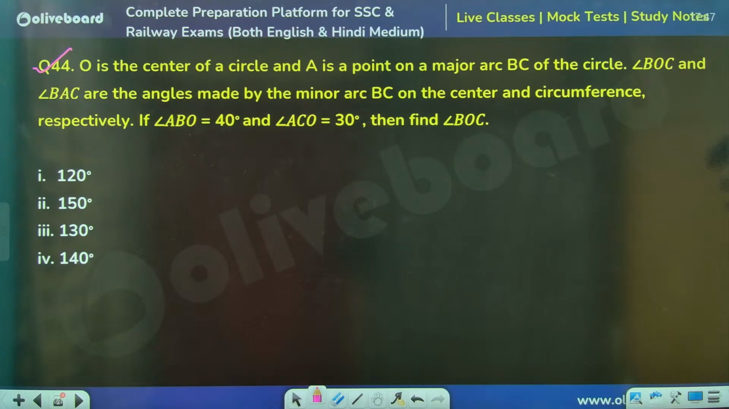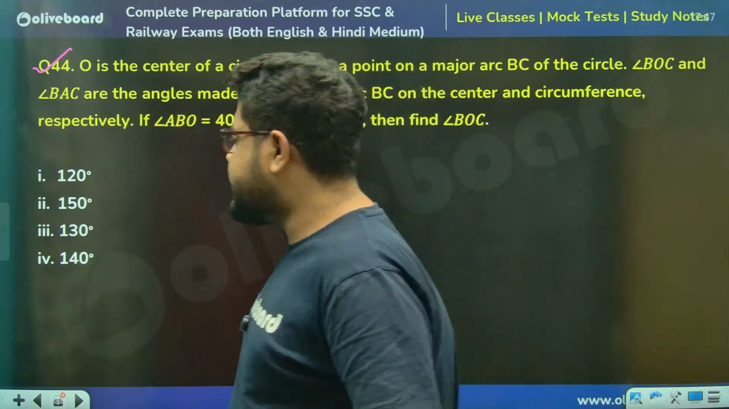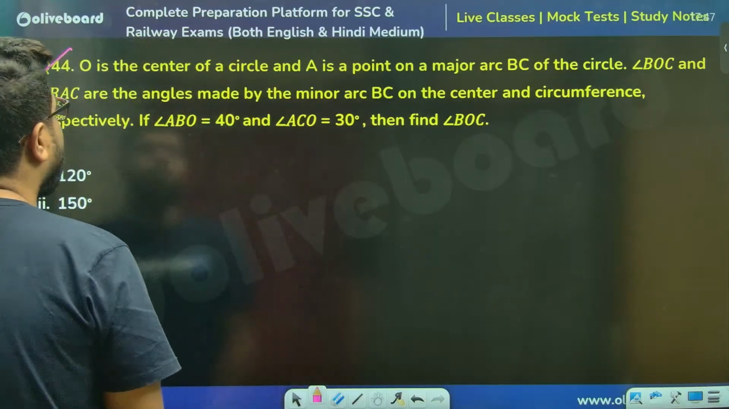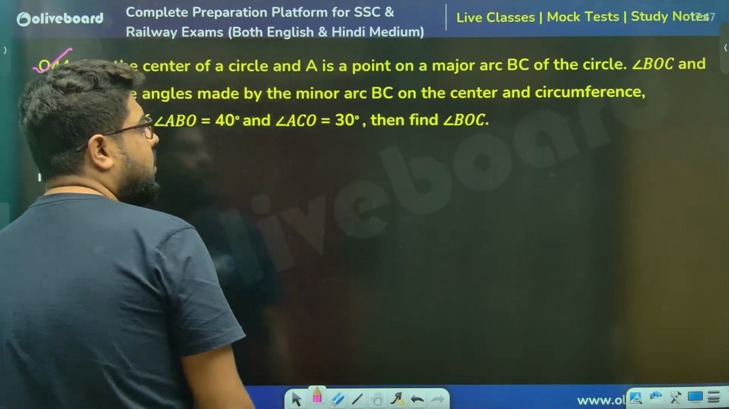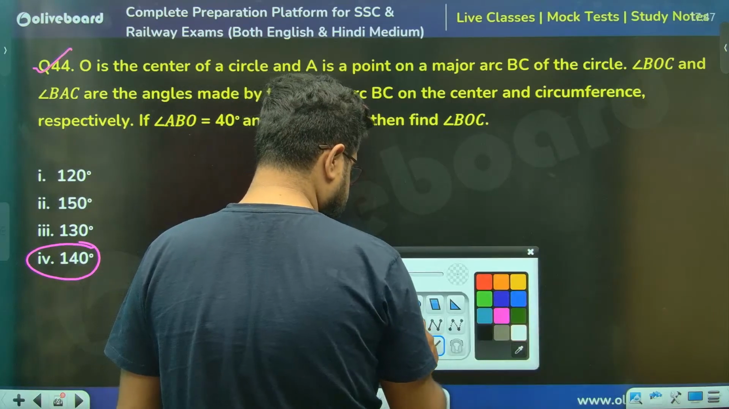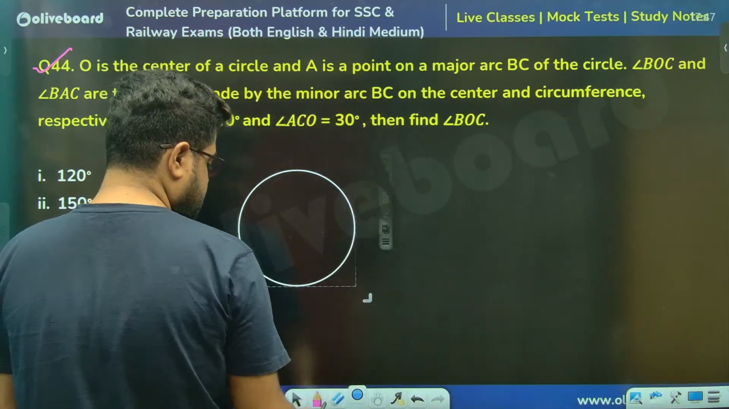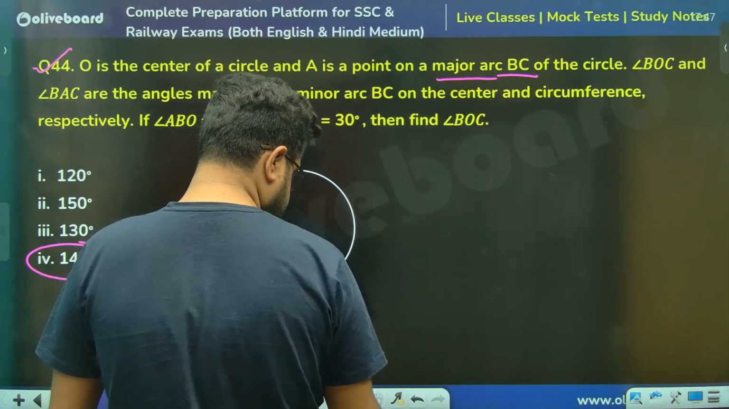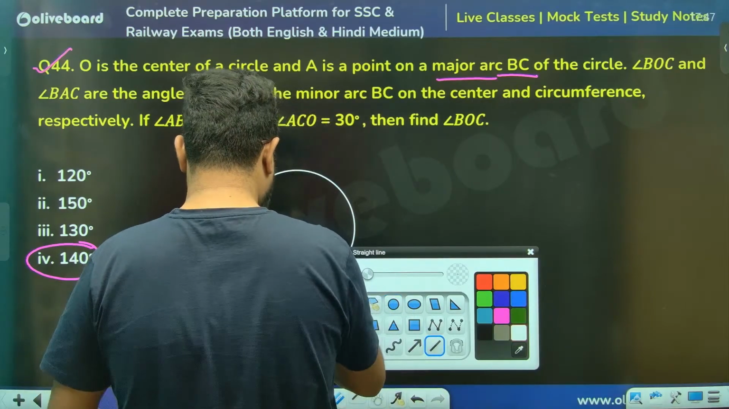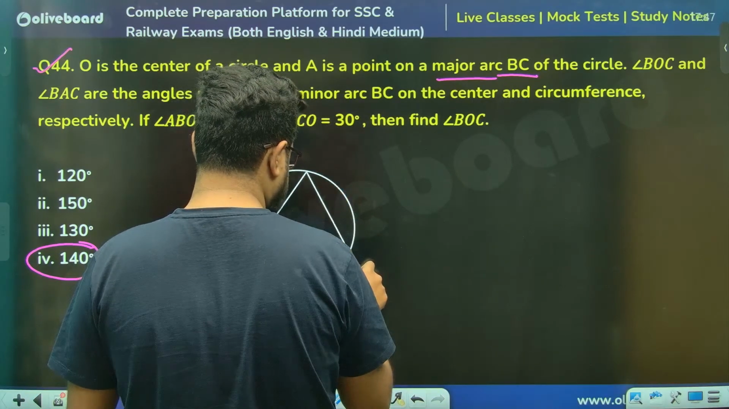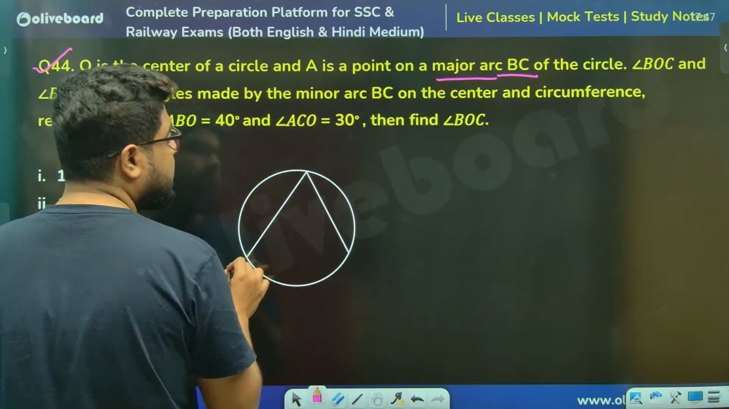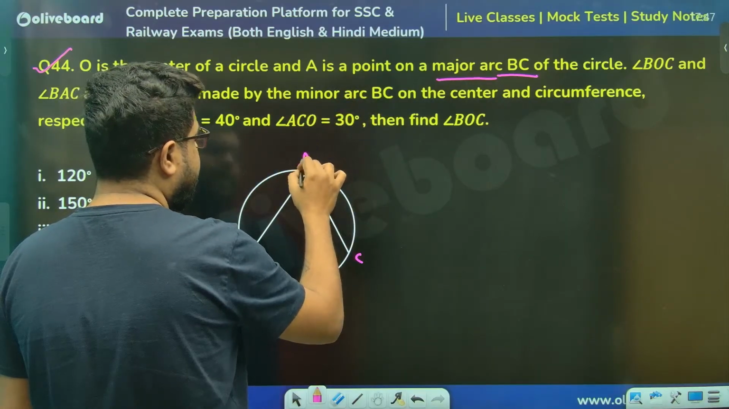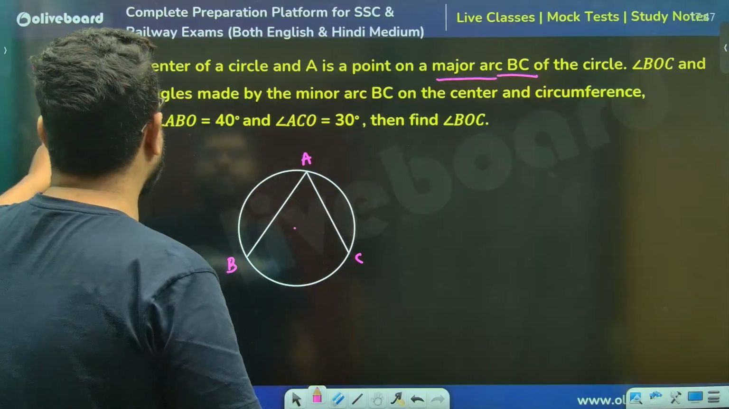आंसर्स सर बताओ. 140. I have got one answer from Raghu saying 140. Let us see. O is the center of a circle and A is a point on major arc BC. So BC is the major arc, remember. If I draw this, something like this, this is B and C. This is the major arc. The point is here, that is A. Center is at O. BOC.